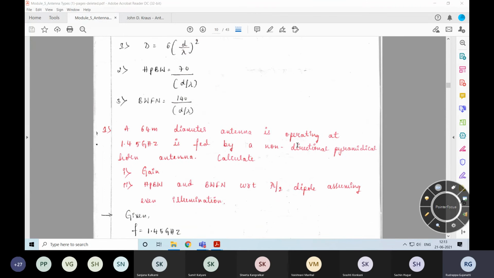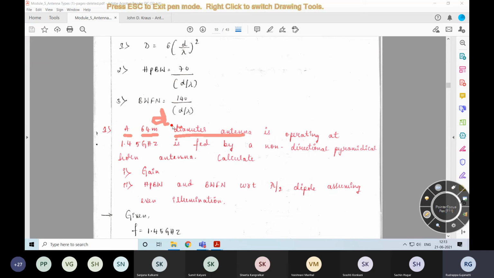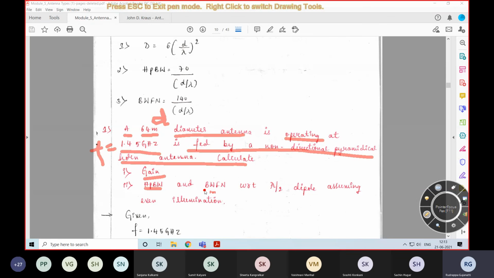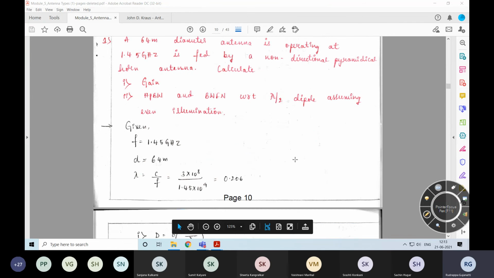Now let us have a look at a problem, and then let us wind up the session. In this, we observe the given parameters: a 64-meter diameter antenna, so the diameter of the antenna is given, operating at a frequency of 1.45 gigahertz, fed by a non-directional pyramidal horn antenna. Calculate the gain, half power beamwidth, and beamwidth between first nulls with respect to a lambda by 2 dipole, assuming even illumination. Let us look at the given parameters and utilize the above equations.